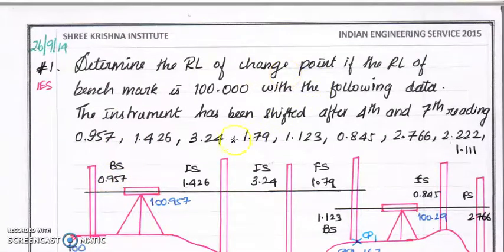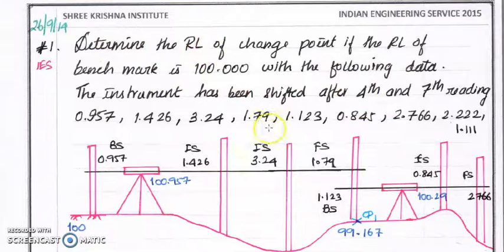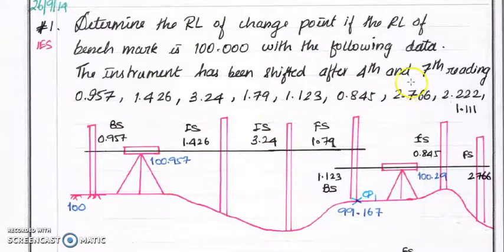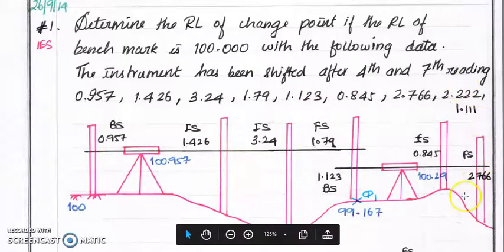They are asking to determine the RL of the change points. What are the change points? The fourth reading and the seventh reading are the change points. And then the RL of this place, and the RL of 2.766.